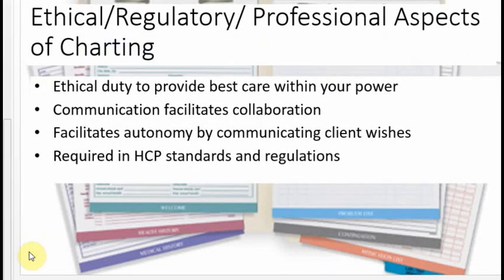So what are the ethical components of charting? Why do we chart? It's an ethical duty to provide the best care within your power. Communication facilitates collaboration. The chart, and what you're charting on your chart, is the only piece of information that's actually going to get passed on to every healthcare provider that interacts with your client after you have. It allows your care to be communicated to everybody else. It's really super important. It facilitates autonomy by communicating client wishes, and it's required in healthcare practice standards and regulations. We are all required as healthcare practitioners to document legally.